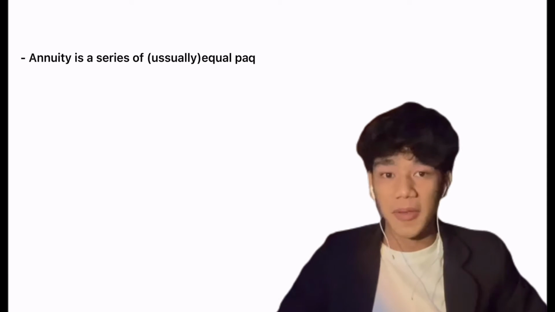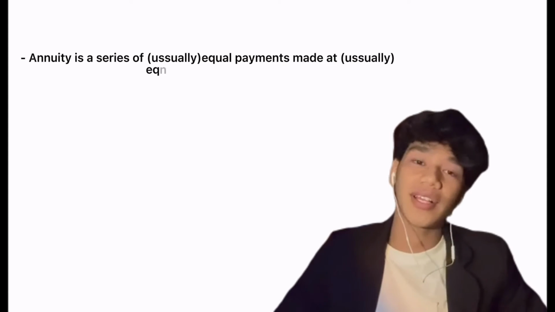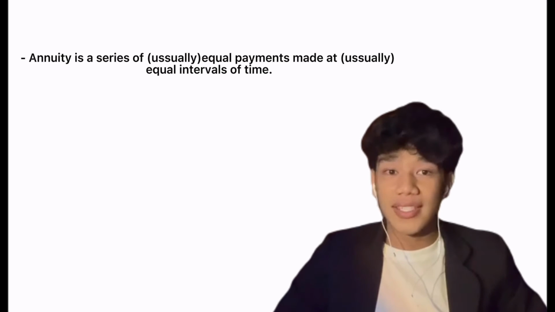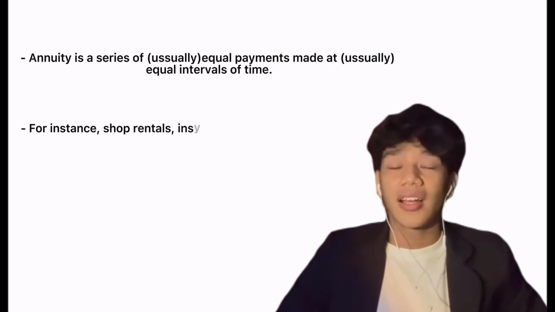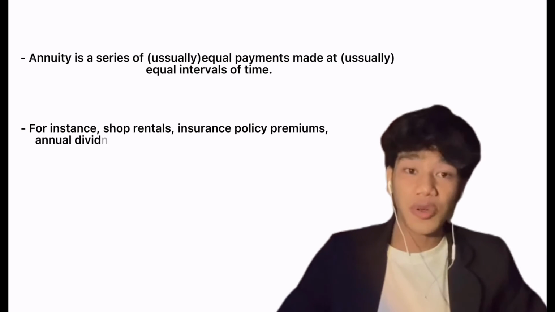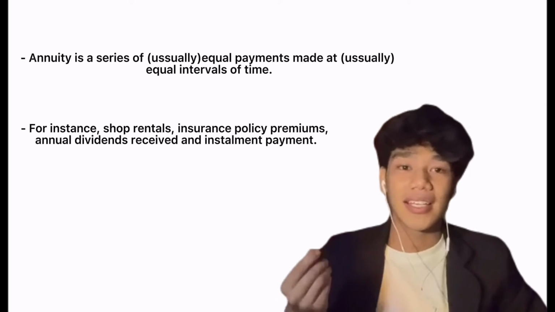We will talk about annuity. So, introduction: in this video, I will talk about what an annuity is. An annuity is a series of usually equal payments made at usually equal intervals of time. For instance, shop rental, insurance policy premium, annual dividend receipt, and installment payment.